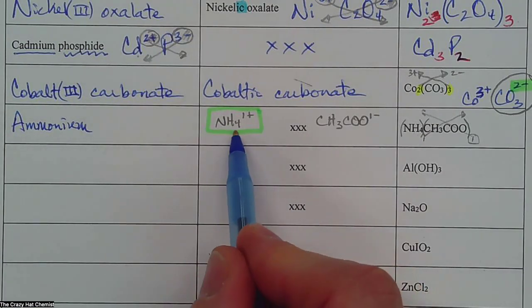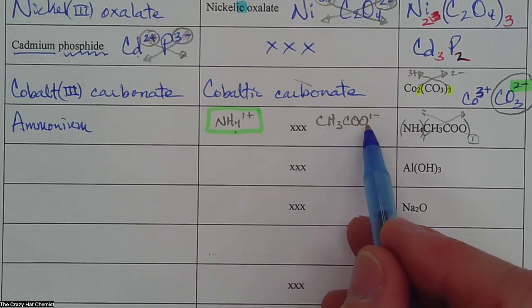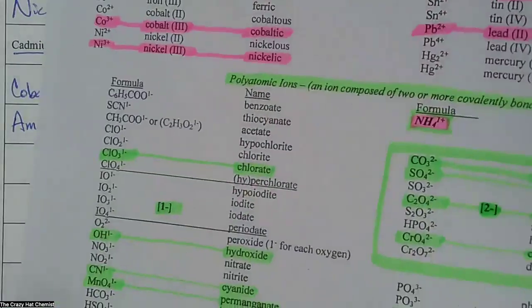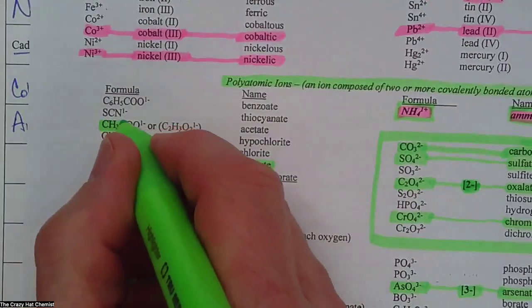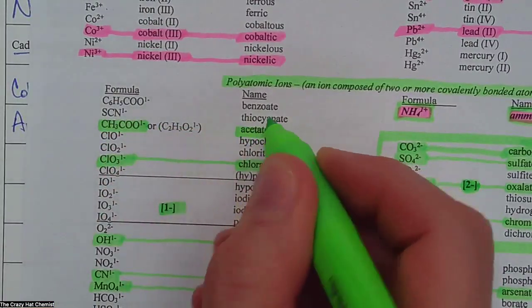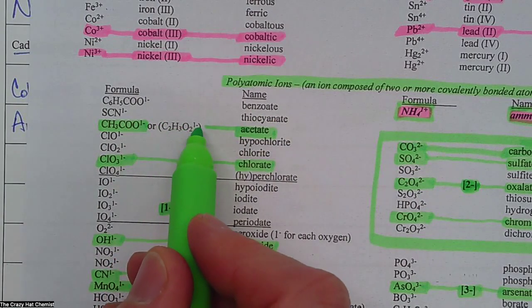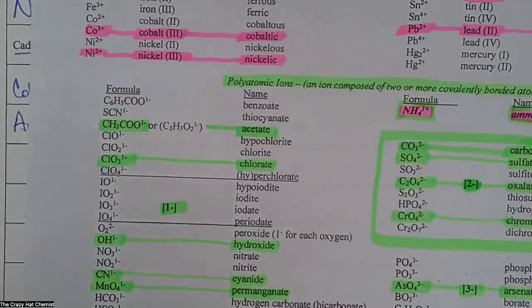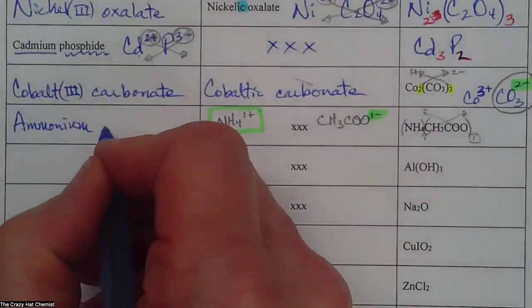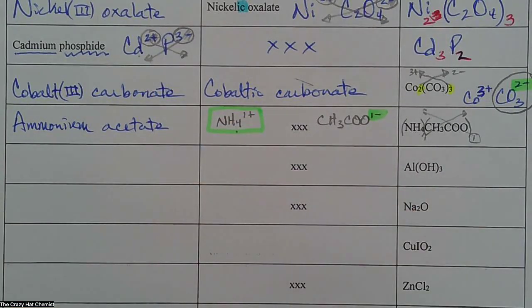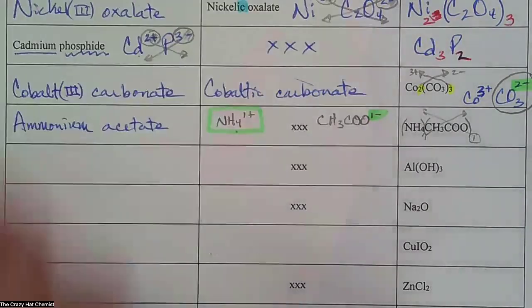Ammonium corresponds to NH4 with a 1 plus. Now I need to find CH3COO 1 minus. The hint here is that it is in the 1 minus category. So I'm going to find CH3COO 1 minus, and that is called acetate. The other way of writing it is C2H3O2, that's a condensed formula with the 1 minus. So it's called acetate. So ammonium acetate. It's that simple. Done. Piece of cake.